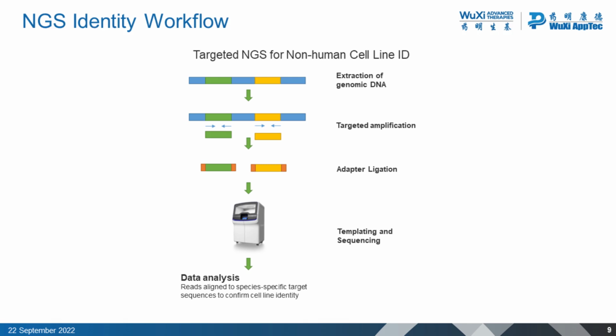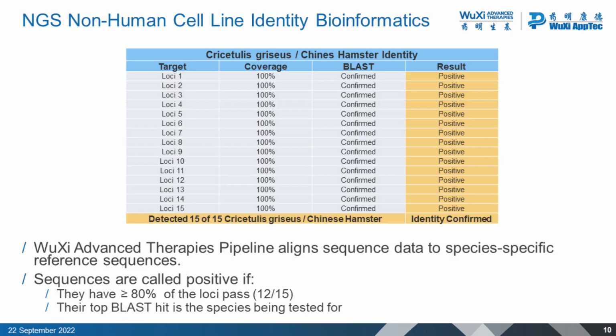Then these sequences are ligated with adapters and barcodes. The sample is then input to the Ion Torrent for templating and sequencing. After templating and sequencing is completed, it undergoes the bioinformatic analysis using WuXi's proprietary pipeline. The reads are aligned to species-specific target sequences. And as I mentioned, as long as 12 out of the 15 loci are reference matched, we are able to confirm the identity of the cell line.